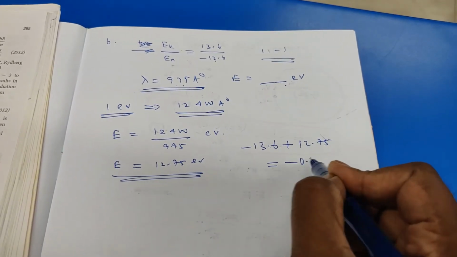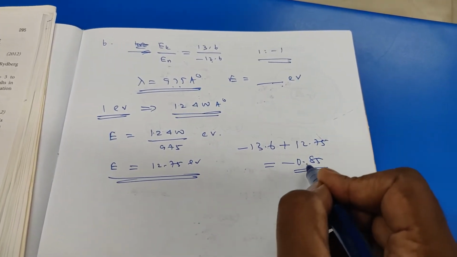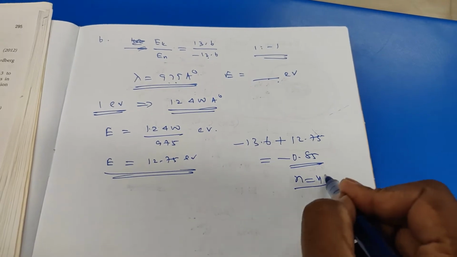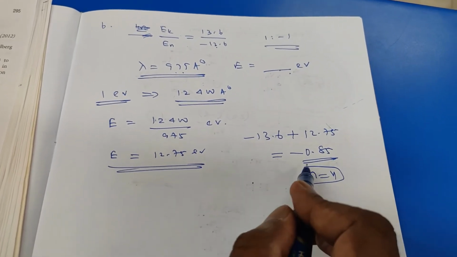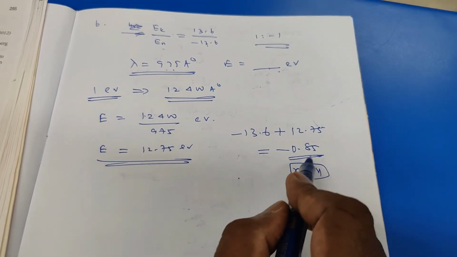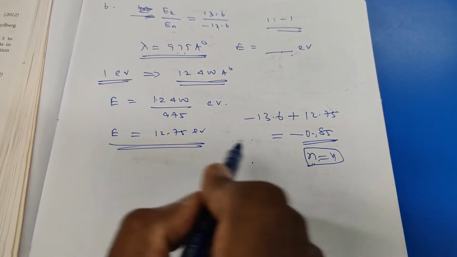When you total, it becomes minus 0.85. You know, this is n is equal to 4. So n is equal to 1: minus 13.6, then minus 3.4, minus 1.51. Next is minus 0.85, n is equal to 4.